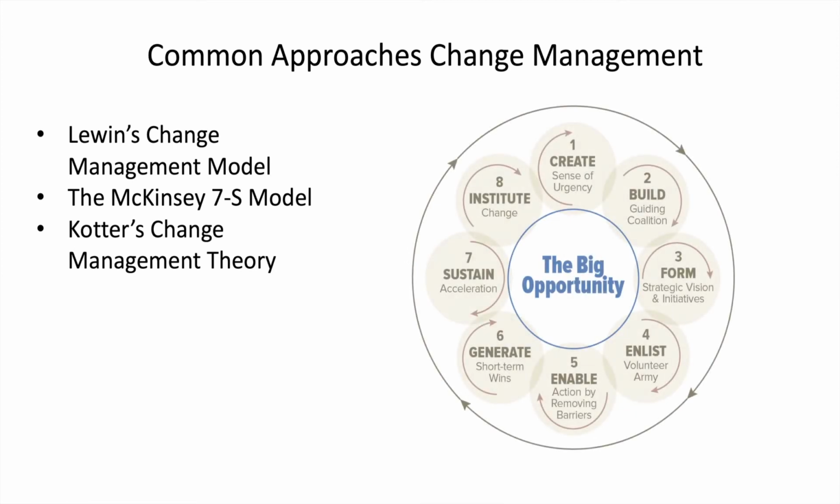Harvard professor John Kotter created a model that focuses primarily on the psychology of people involved in a change. He divides the progression of change into 8 steps. 1. Create a sense of urgency. 2. Build a guiding coalition. 3. Form strategic vision and initiatives. 4. Enlist a volunteer army. 5. Enable action by removing barriers. 6. Generate short-term wins. 7. Sustain acceleration. 8. Institute change.